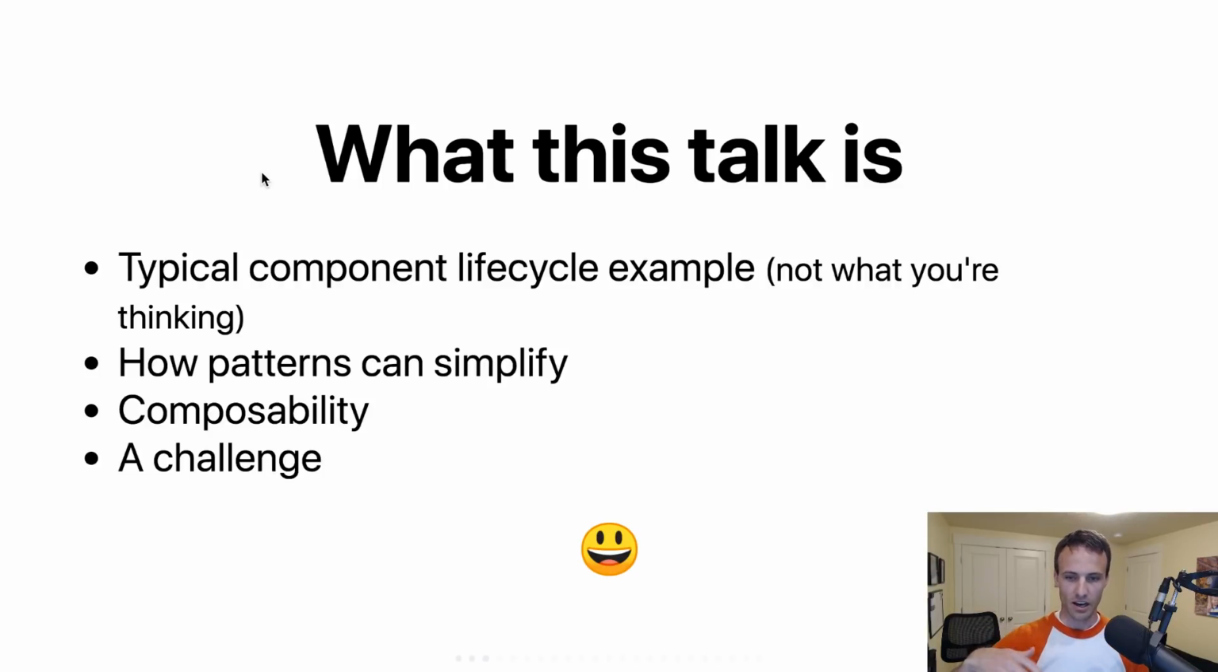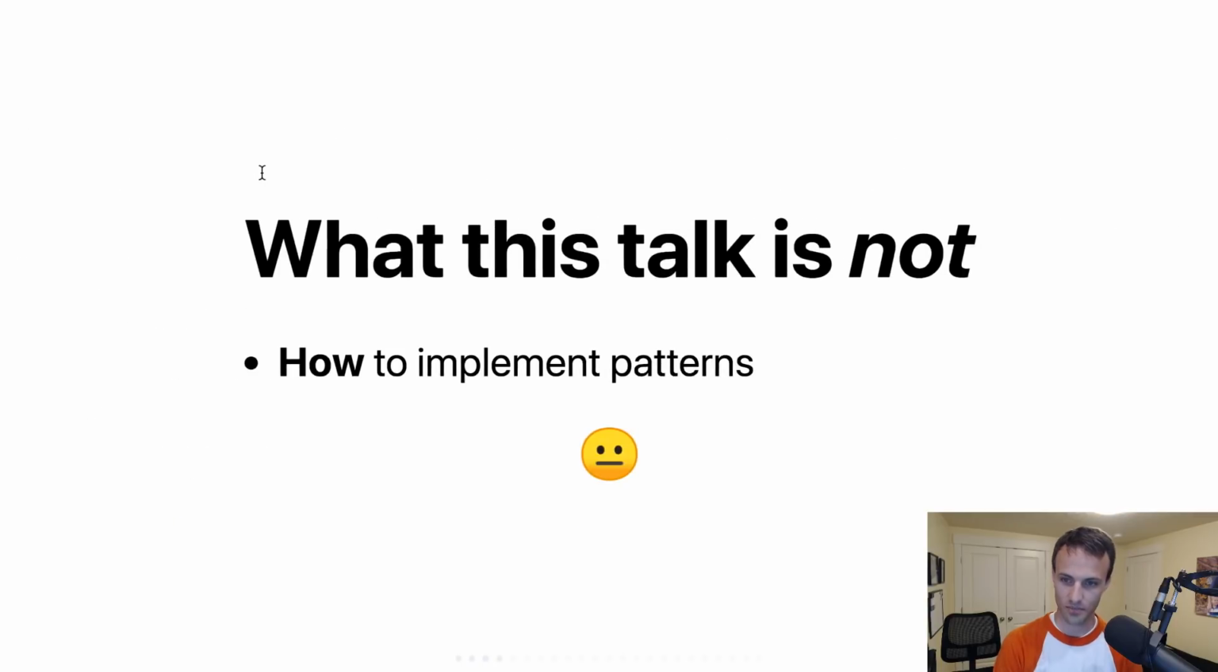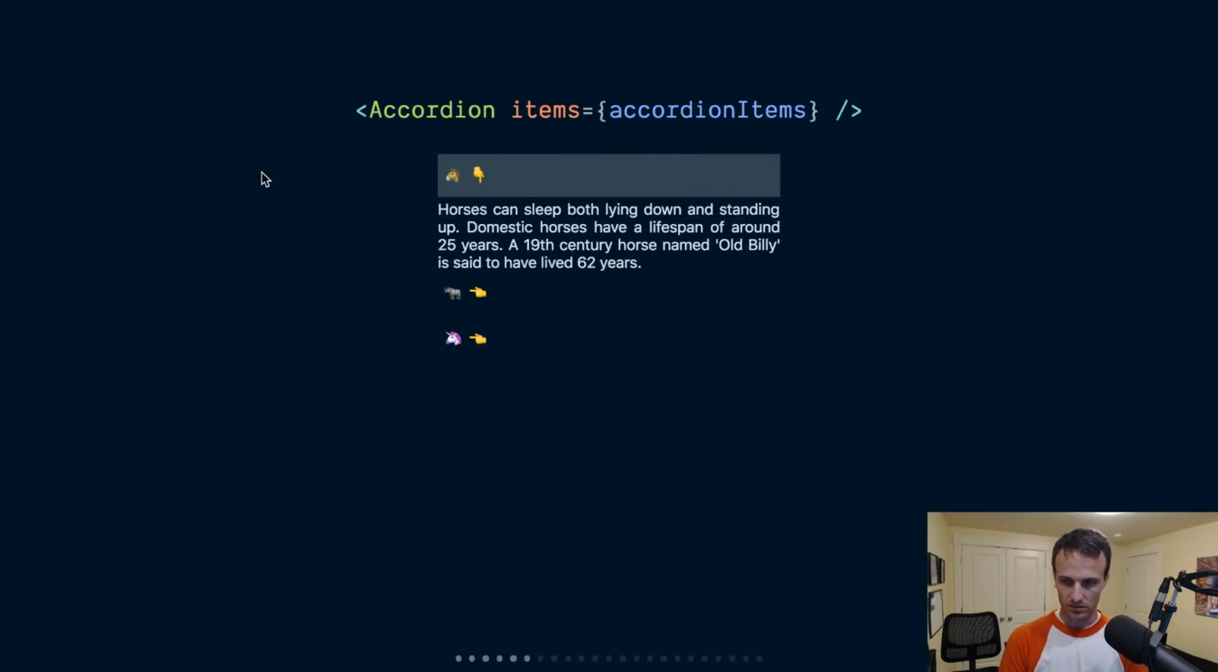All right, so let's start out with some expectations here. What this talk is, I'm going to talk about this typical component lifecycle. Give an example of that. Not the component lifecycle, but a life cycle of a component. We're going to talk about how patterns can simplify our components and using composability, and I'm going to give you a challenge. I'm not going to be talking about how to implement the patterns that we're going to be reviewing today. That's for another thing, and I'll reference some material that you can go to learn how to implement these patterns. Sweet. So let's get started.